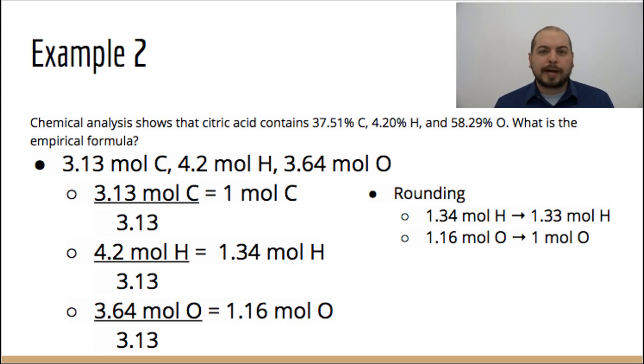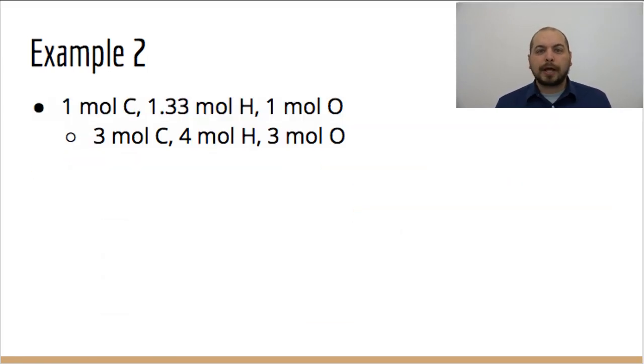There's no hard and fast rule, but generally if it's not exceptionally close to either a whole number or a half or a third, I'm going to round it in that situation. So this 1.16 I'm going to round down to 1, but the 1.33 we're not. This means we have to make that 1.33 a whole number. We do this by multiplying it by a factor that gets it to a whole number.